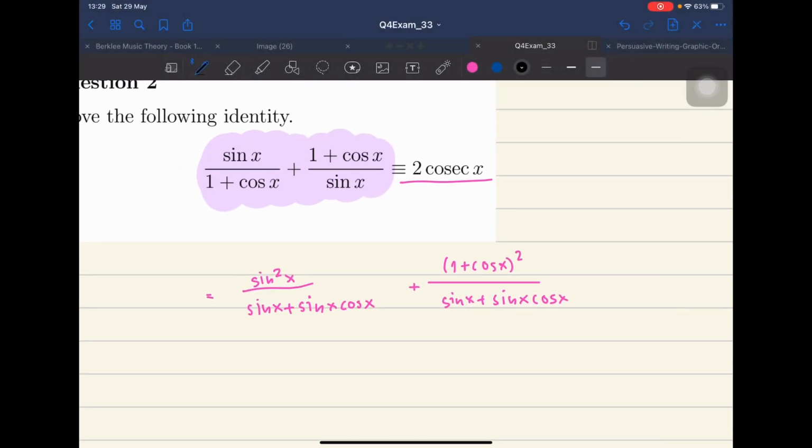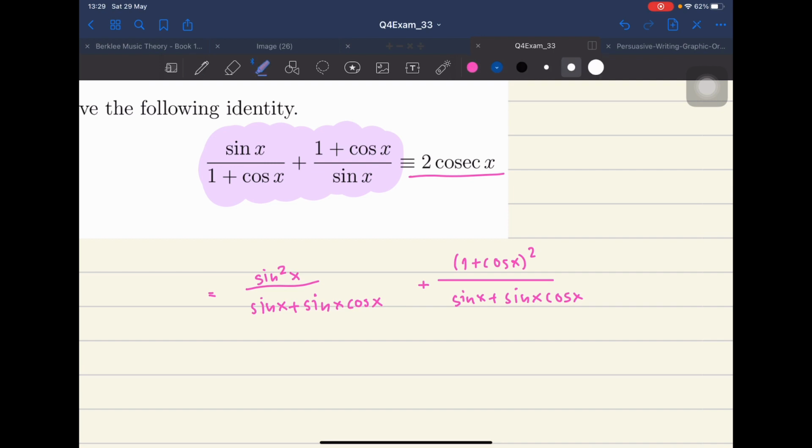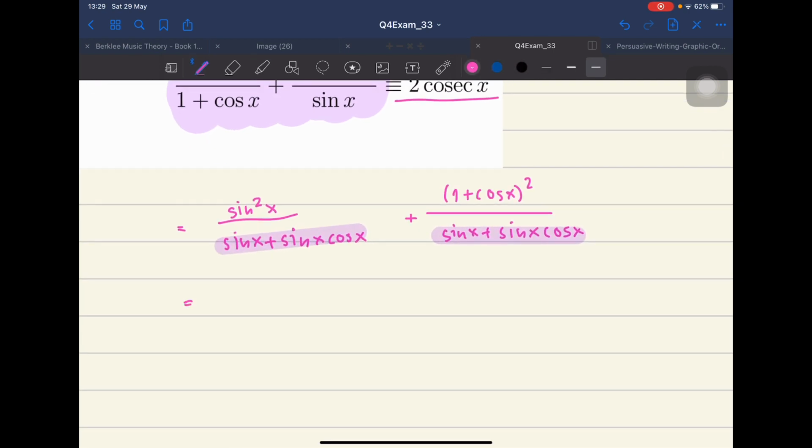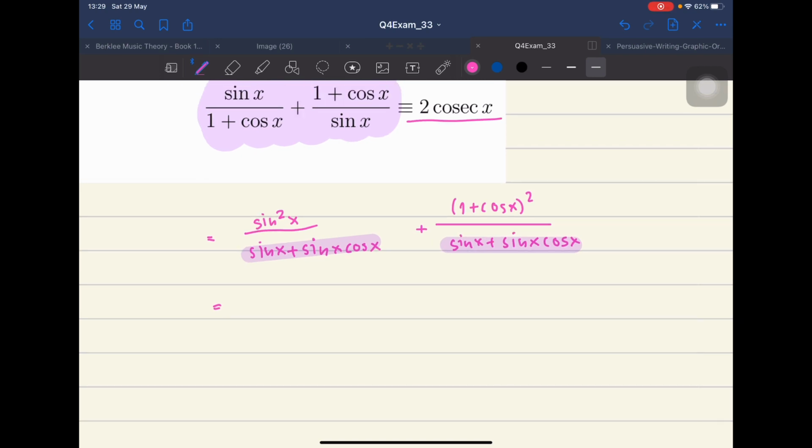Okay, so for the first step, I already wrote it down because it would be wasting time, since it's a lot to write. So I just made the bottoms have the same values. Next, I'm just going to add it up normally. So it's going to be sine to the power of 2x plus 1 plus 2 cos x plus cos to the power of 2x, over the bottom, which is sine x plus sine x cos x.